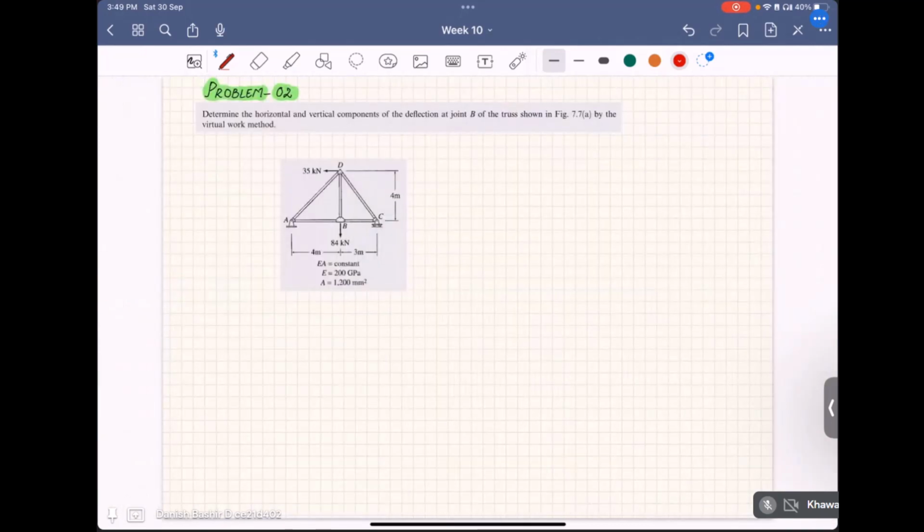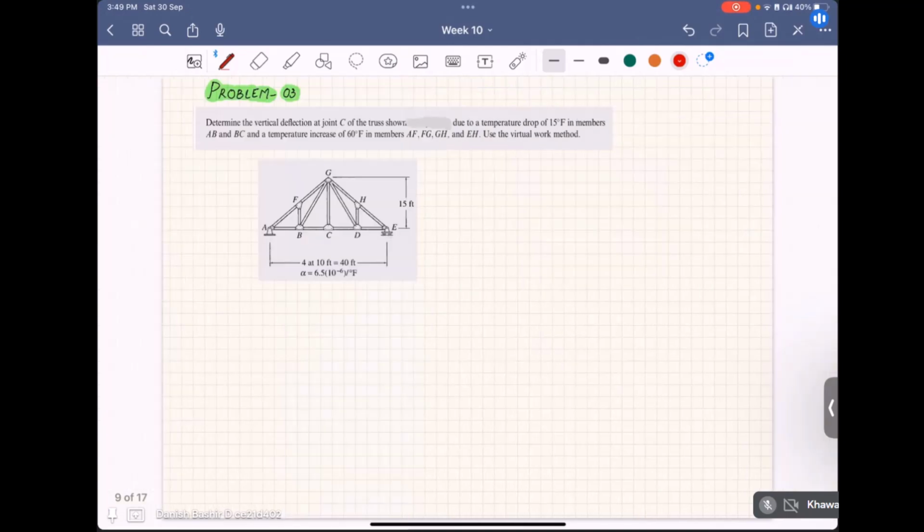There is one more problem here that I have shown. You try it yourself. In the same manner, you draw the real system of forces, then the virtual system of forces by removing all the external loads, and you have to find the deflection at joint B. At joint B, you will first apply a horizontal unit load to determine the horizontal deflection, and you will apply a vertical unit load to get the vertical deflection. This is a similar problem.